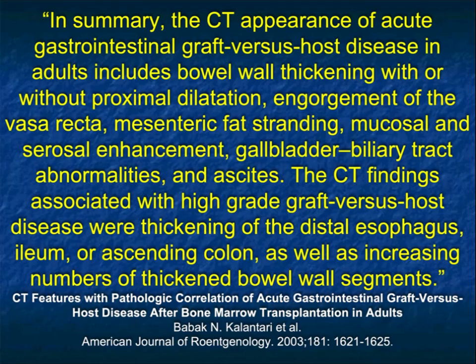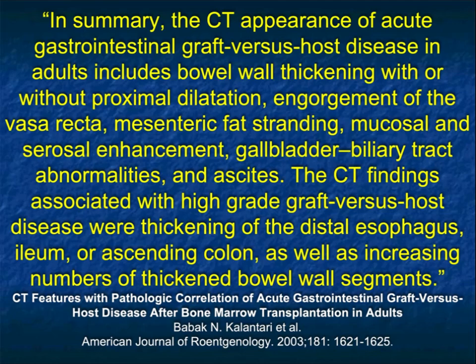And this article by Babak, the CT appearance of acute GI graft versus host in adults, includes bowel wall thickening with or without proximal dilatation, engorgement of the vasa recta, mesenteric fat stranding, mucosal and serosal enhancement and hyperenhancement, that is, and then gallbladder, biliary tract abnormalities, and ascites.